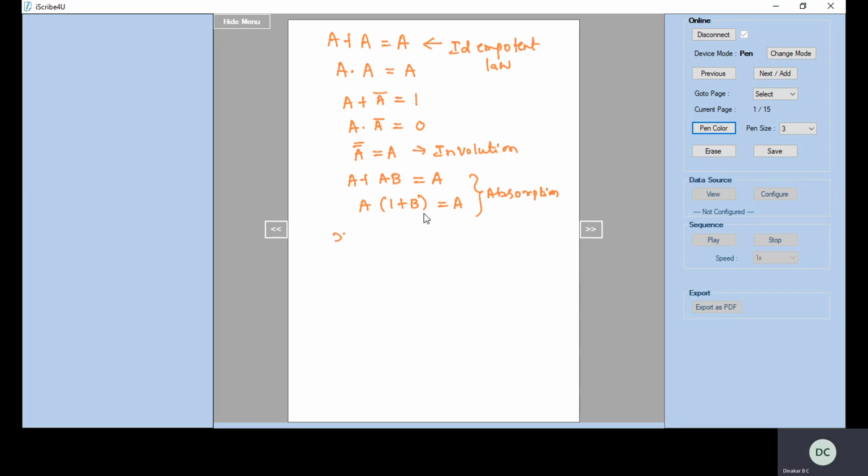The commutation law is x dot y is equal to y dot x. Distribution law is x plus yz is equal to x plus y into x plus z. The duality property can be obtained by changing the dot operator to the plus operator and the plus operator to the dot operator.